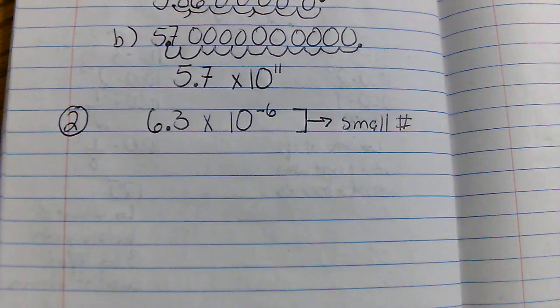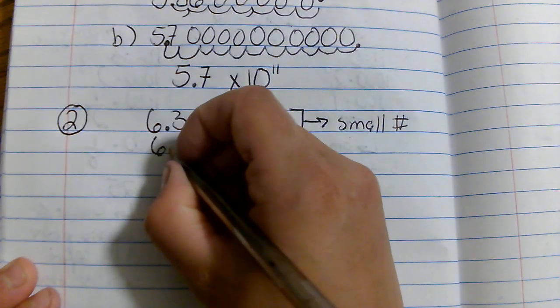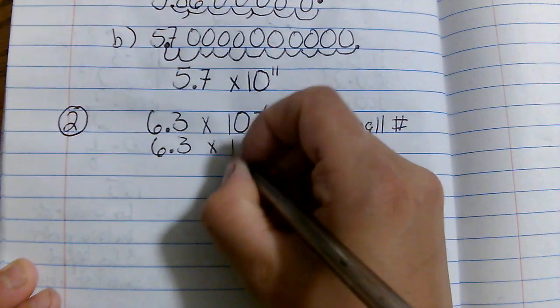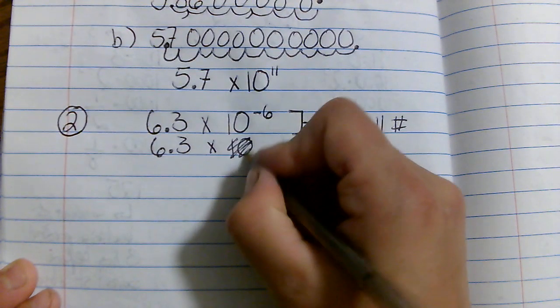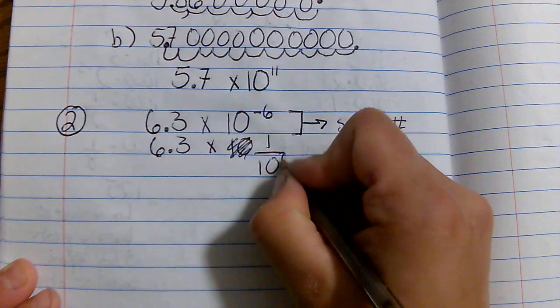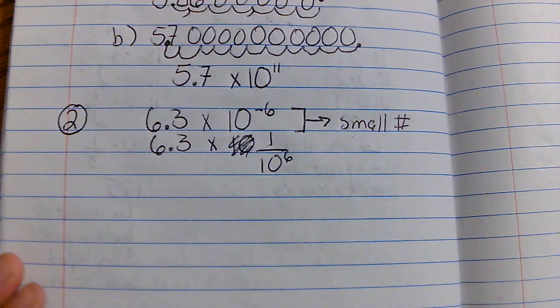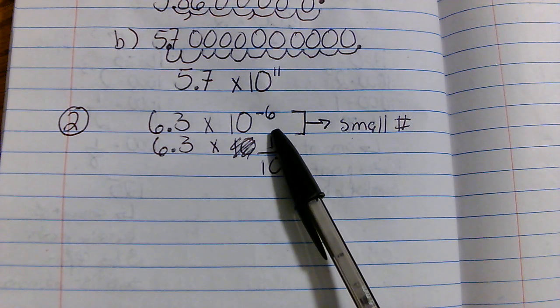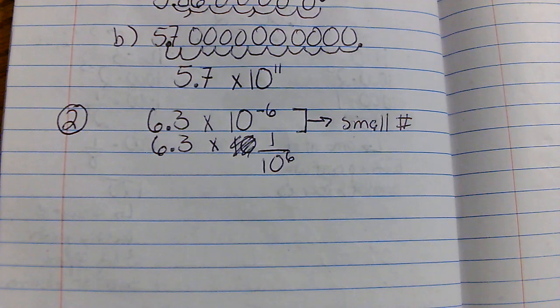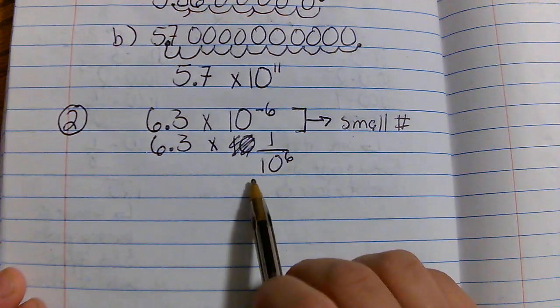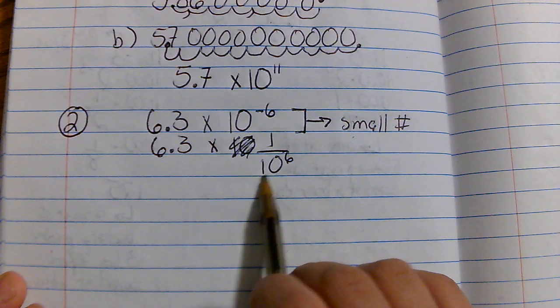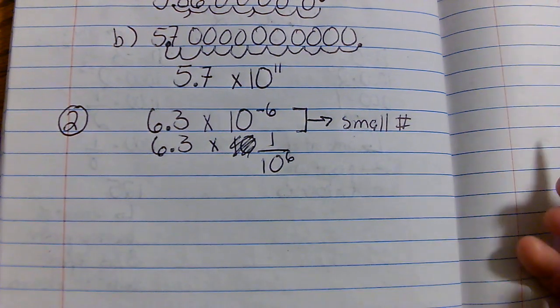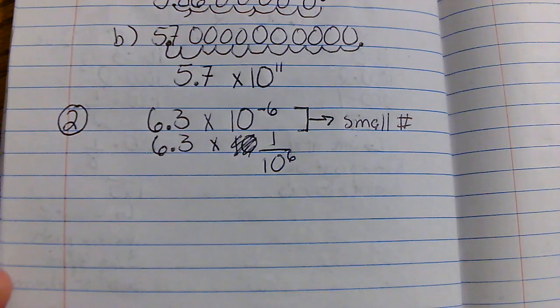Why? Because here's what's really happening. This is really 6.3 times, or sorry, 1 over 10 to the 6th. That is what is actually happening. Remember, when you have a negative power, it doesn't mean that the number is negative. It means that it is a fraction. Okay? So 10 to the 6th. Remember, any 10 power would be 1, and this would be followed by 6 zeros. So that would be a very, very, very small fraction.